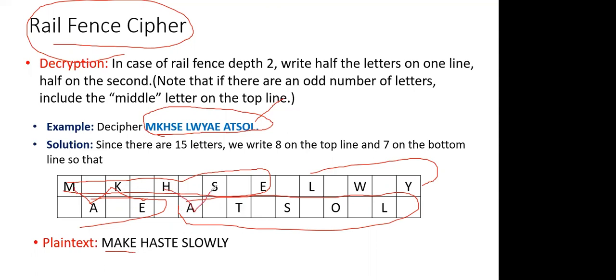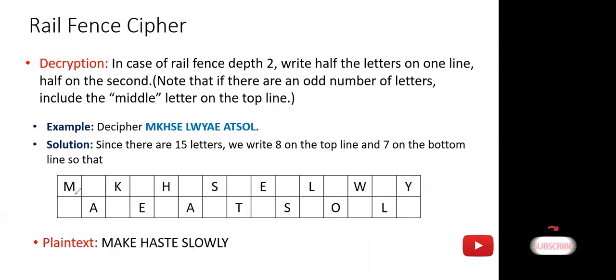Okay, HASTE, haste. Okay, and then slowly, SL. So this is a reverse process, right? So in encryption you have to write in a zigzag path, while in decryption you have to put it in a straight path. This is the trick in the rail fence system.